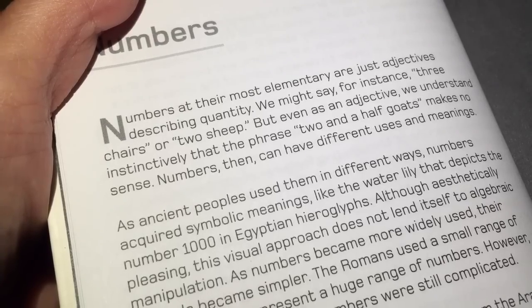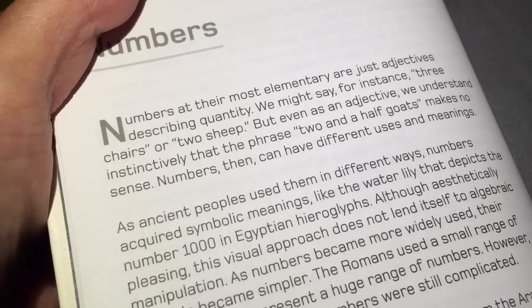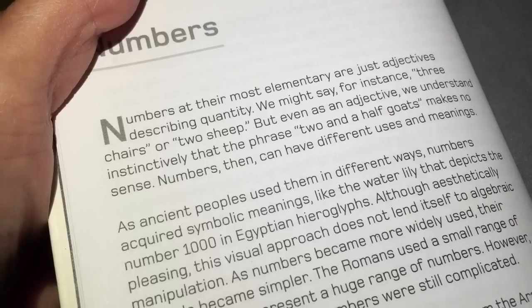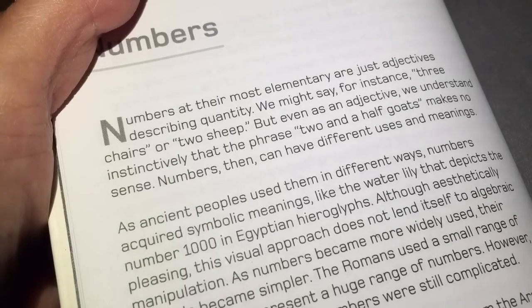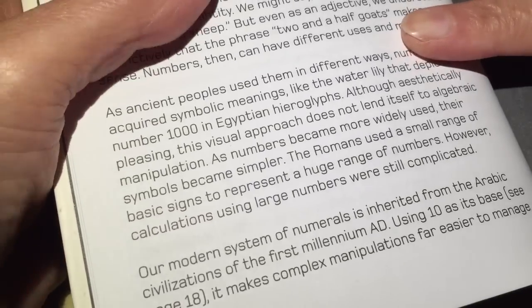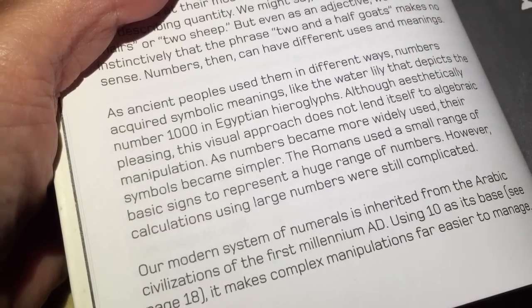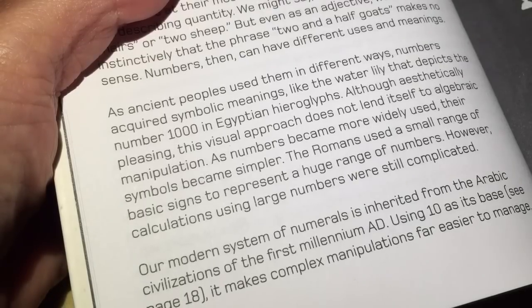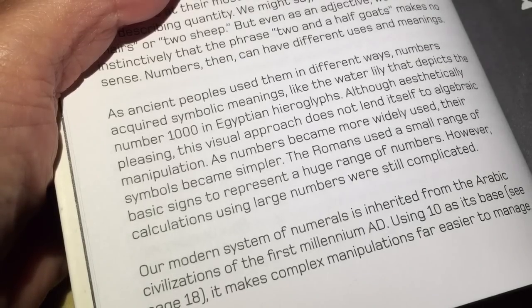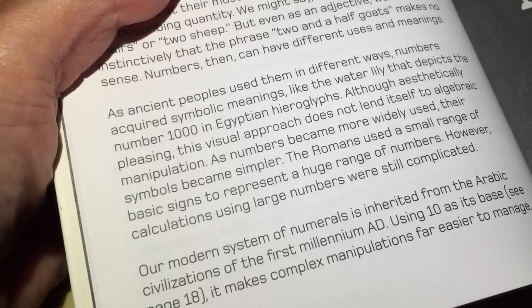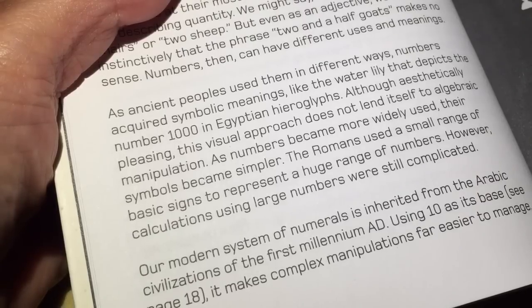However, calculations using large numbers were still complicated. Our modern system of numerals is inherited from the Arabic civilization of the first millennium AD, using 10 as its base. It makes complex manipulations far easier to manage.